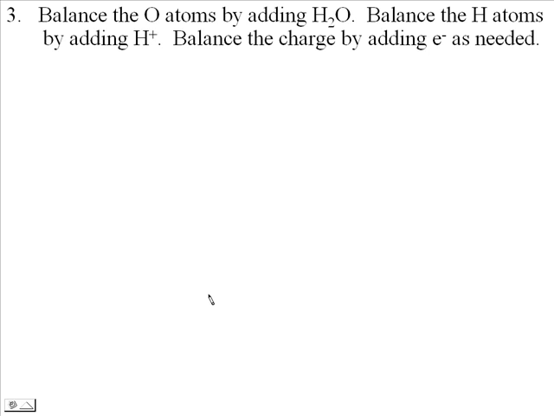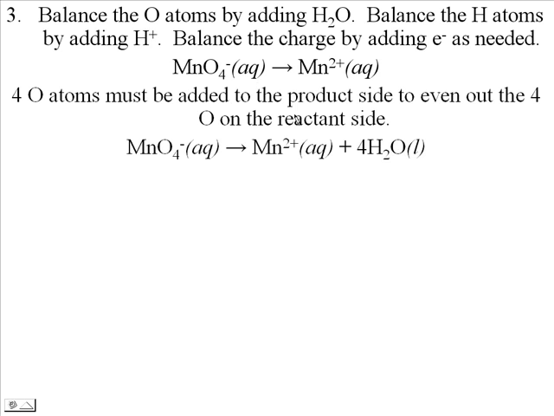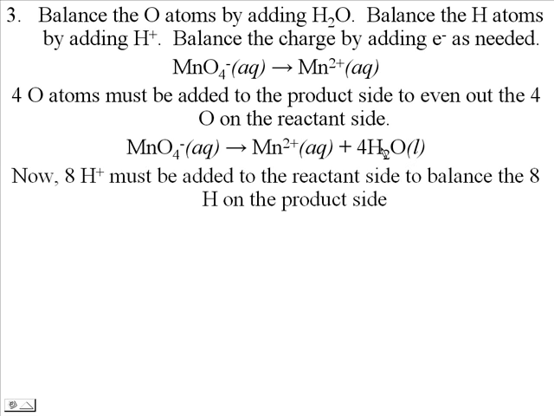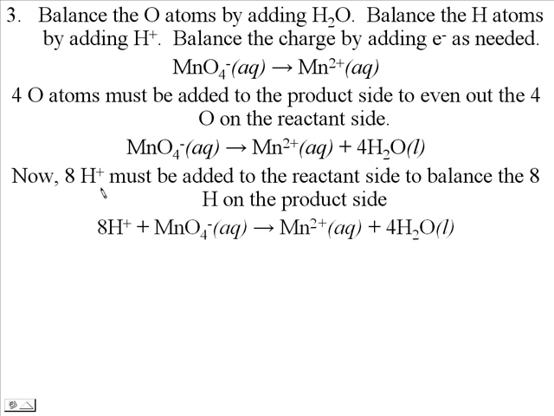Step 3, now we're going to balance the oxygen atoms by adding water. So in this case, we've got 4 oxygens on the left-hand side. We have to get 4 oxygens on the right-hand side. So we add 4 waters to that side. Yes, it screws up the hydrogens, but we'll fix that in just a second. Okay, now we've got 8 hydrogens all total on the right side. So to balance those out, we have to add H pluses to our left-hand side. So overall, we have 8 H pluses, MnO4 minus, Mn2 plus, and 4 H2Os.